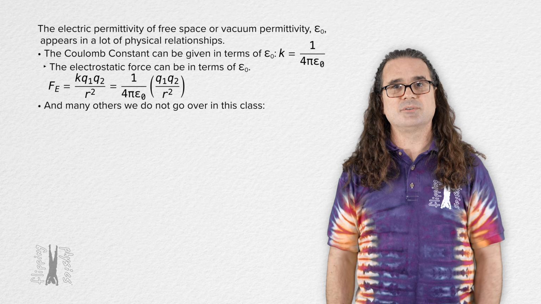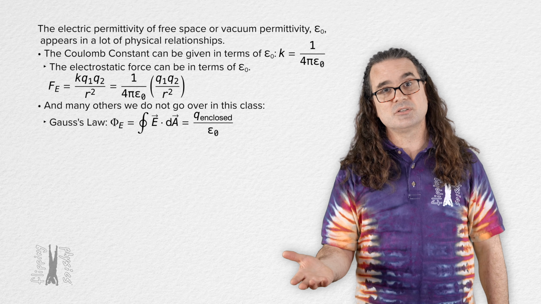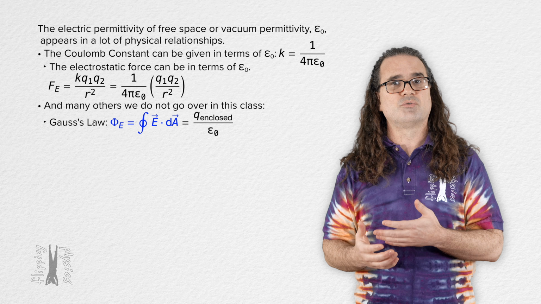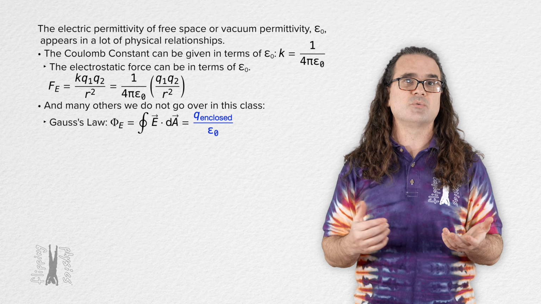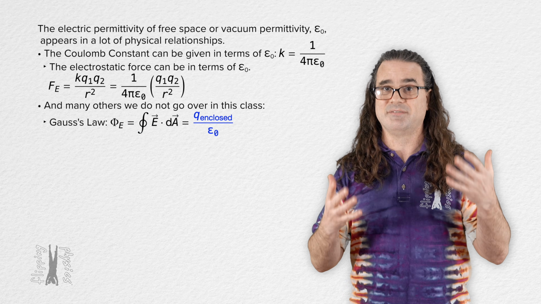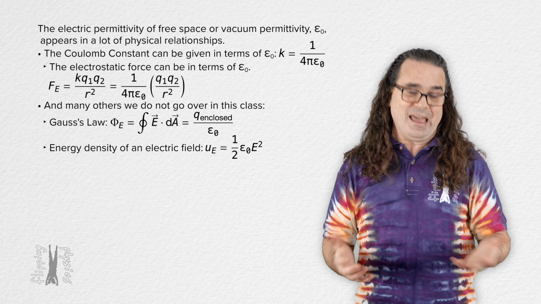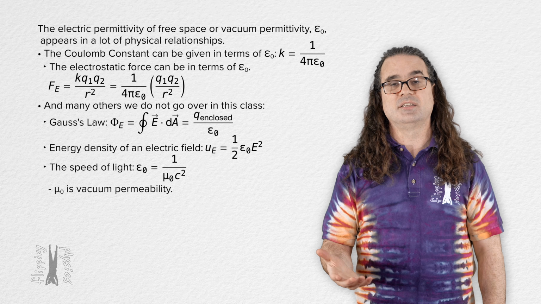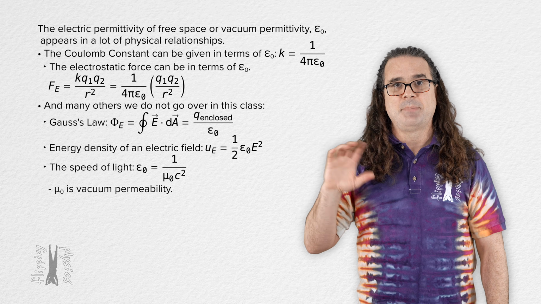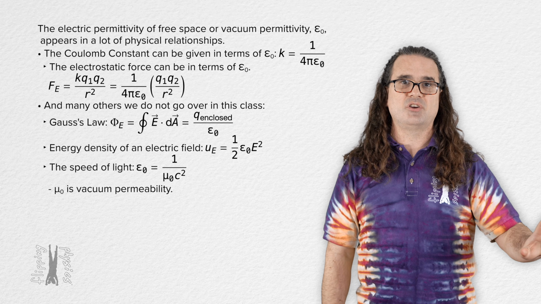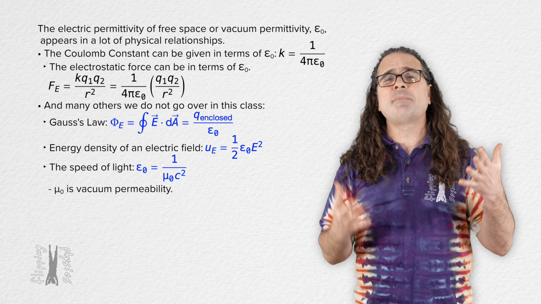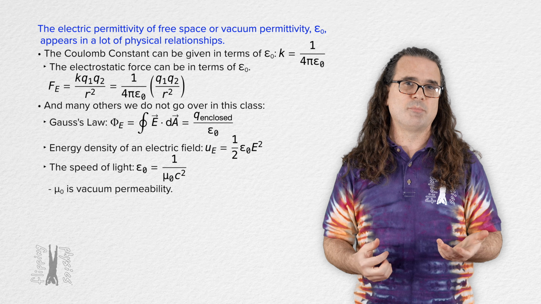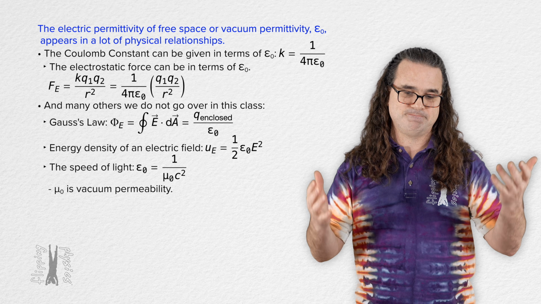And there are many examples we will not cover in this class, like Gauss's law, which states that the net electric flux through any closed surface, which is called a Gaussian surface, is directly proportional to the total net charge enclosed within that surface divided by the electric permittivity of free space. And the energy density of an electric field, and the speed of light, where mu naught is called vacuum permeability. But no, I'm not going to talk about all of these equations. I bring them up simply to point out that the electric permittivity of free space is a number which appears in a large number of physical relationships in physics.